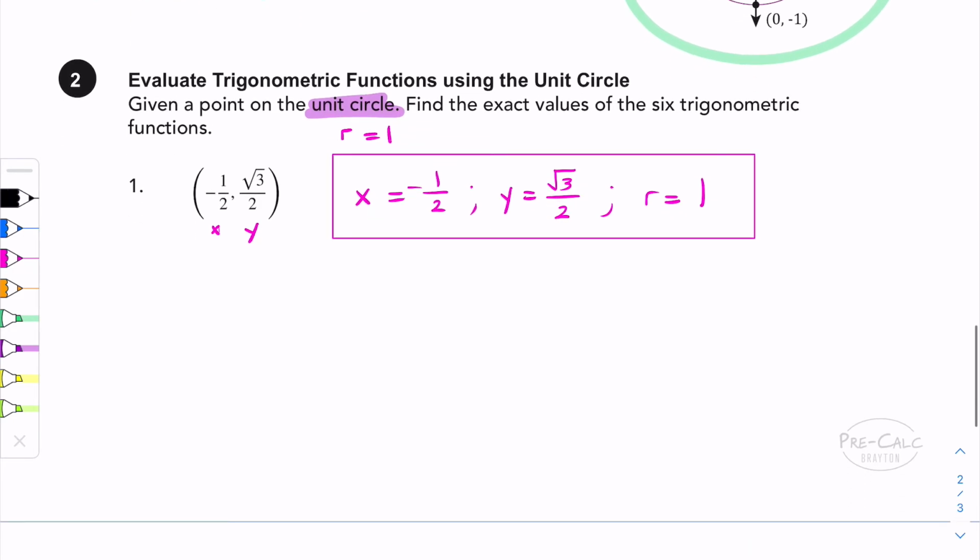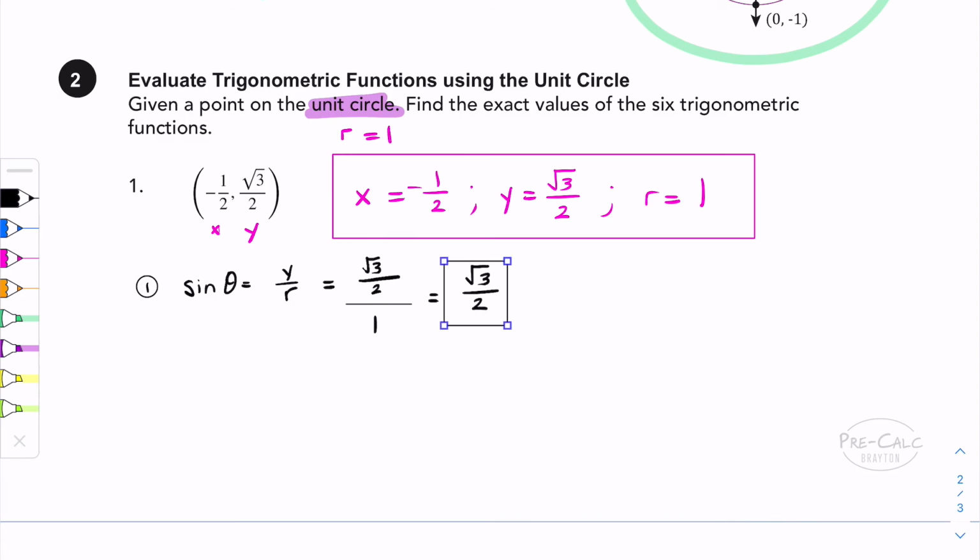We're using the same 6 trig functions, starting with sine of theta. Sine of theta is y over r. My y value is the square root of 3 divided by 2, all over my r value of 1. Well, any number divided by 1 is itself, so my solution is the square root of 3 over 2. Next, we have cosine of theta. Cosine is x over r. My x value is negative 1/2, r value is 1. This simplifies to negative 1/2.